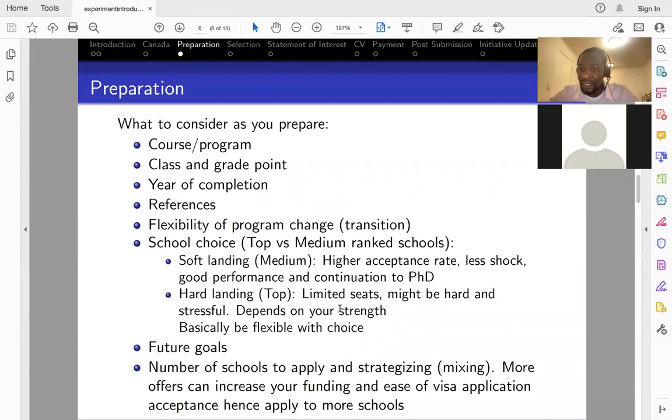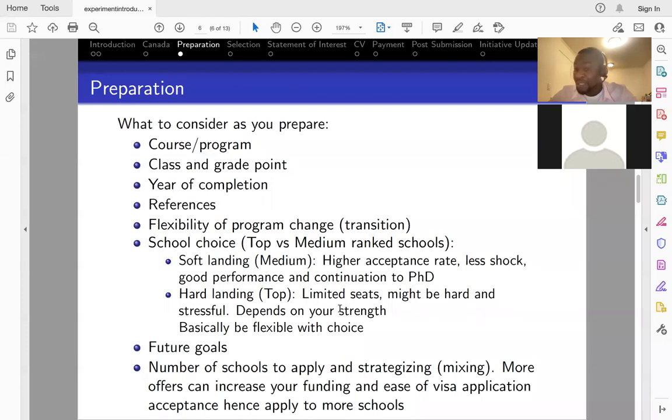So if you are coming in as an MA, I will encourage you to apply to the top schools that you want to do based on your strength. You want to apply based on your strength. I will really encourage you to do that. But at the same time, I would like you to think about applying to medium or not so top ranked schools. When you apply to a medium ranked school and you come in, the shock is not that massive. Even though the program might be difficult, the shock wouldn't be that massive compared to a top school. It will be a bit more doable for you.